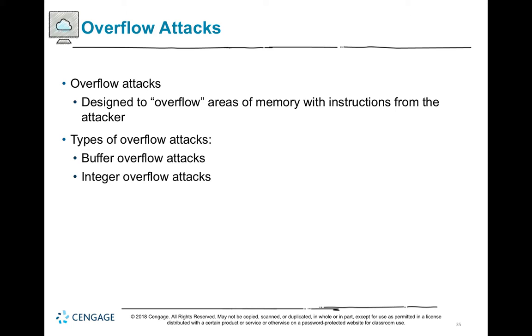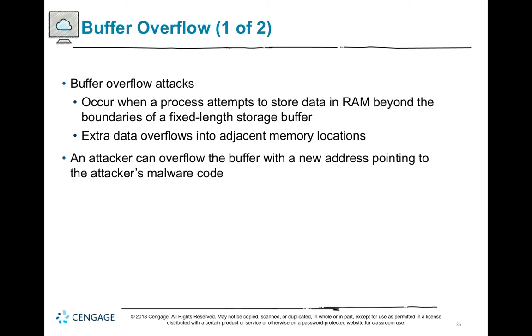Overflow attacks. So buffer overflow is the big one here. We'll also talk about integer overflow. The buffer overflow occurs when a process attempts to store data in RAM that is beyond the boundaries of what it is expecting that input to be. So just like in web attacks, you prevent overflow attacks with input validation.